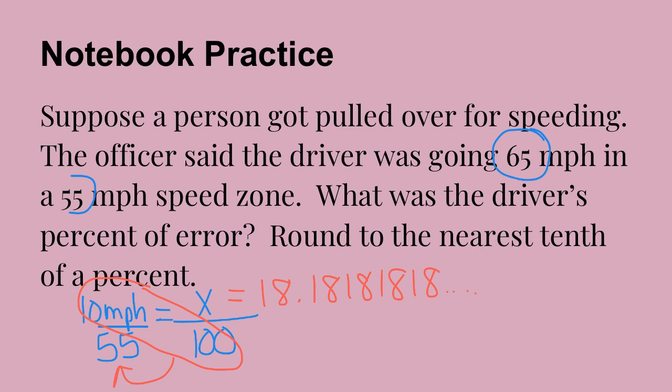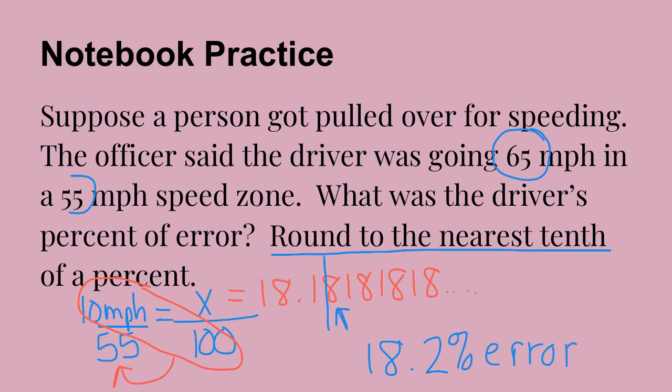So remember, I'm never going to ask you for something like that. Look for the rounding. To the nearest tenth is 1 decimal place. Because this is an 8, I'm going to round this up to an answer of 18.2% error for that driver who's probably getting a speeding ticket.